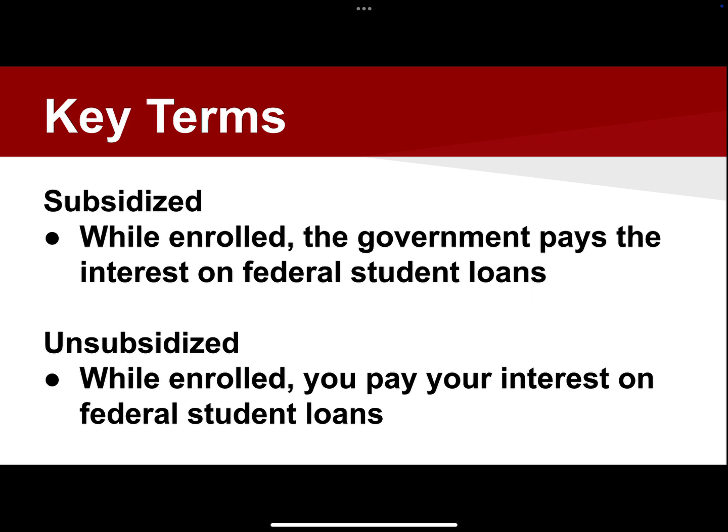Okay, we talked about subsidized federal student loans and unsubsidized federal student loans. Subsidized means while enrolled, the government pays the interest on your federal student loans. With unsubsidized loans, while enrolled, you would be paying the interest on federal student loans. So it's just over the term of that loan. A subsidized loan is a little bit better because the interest is being paid by the government until it becomes mature and until you have to pay it back.